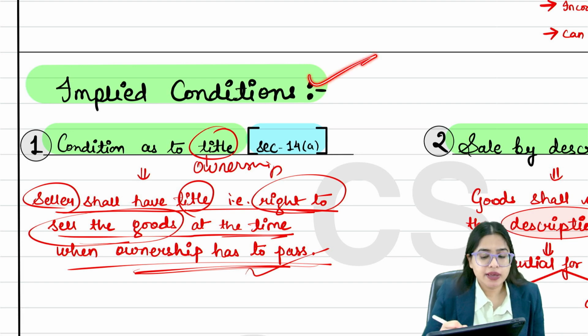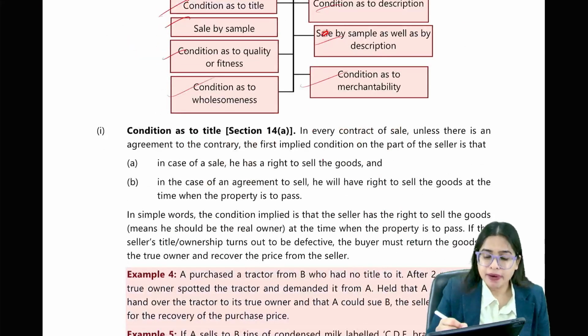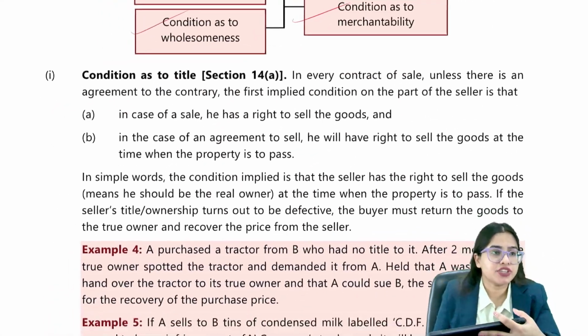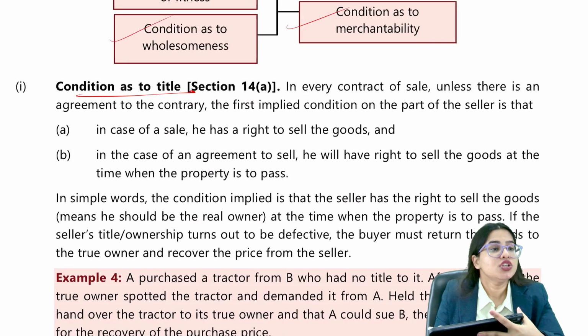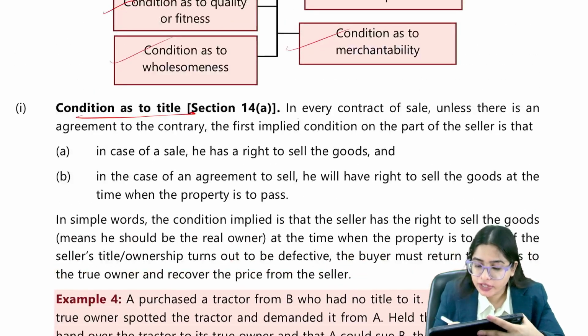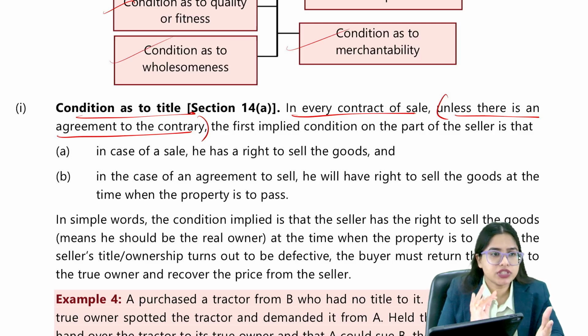So the first implied condition, condition as to title, is done. Let's read it from the book. Under implied conditions, please come to the first implied condition, condition as to title. So what is given here? In every contract of sale, unless there is an agreement to the contrary, ignore this part as of now.